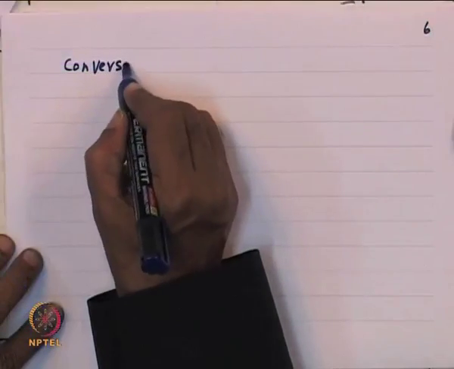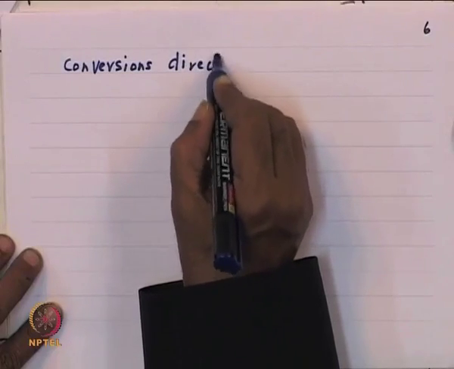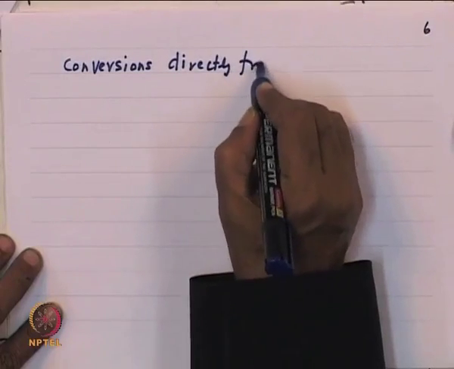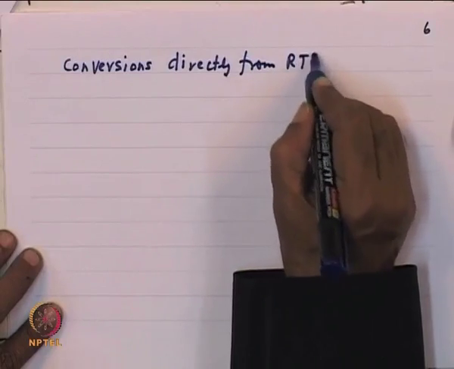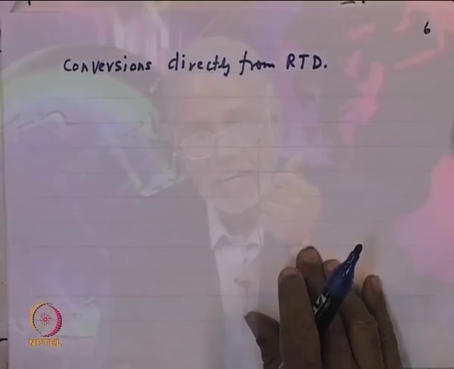We go on further. The second type of description that we want to do is to say conversions directly from RTD. What do you want to do now? We want to directly take the RTD data and say what is the likely conversion.